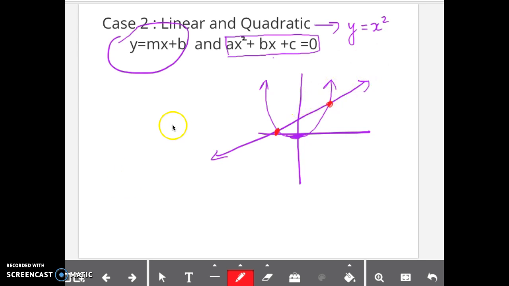Okay, another possibility is if you have a parabola and a line. Let me draw the line first. Let's say this is the line y is equal to 3. So this is 0, 1, 2, 3. That's the line y is equal to 3.